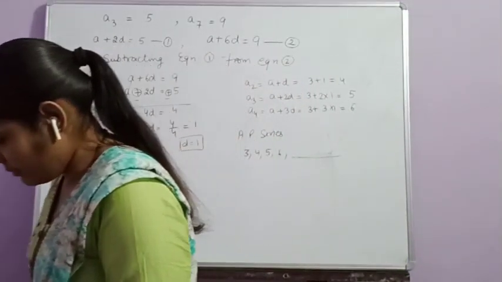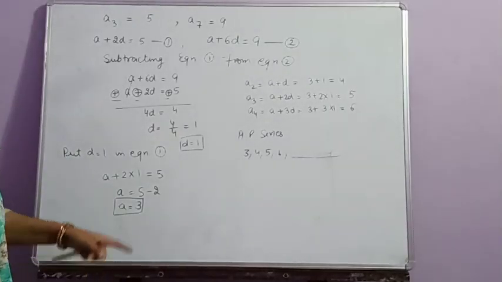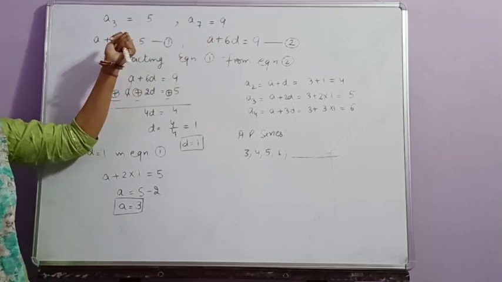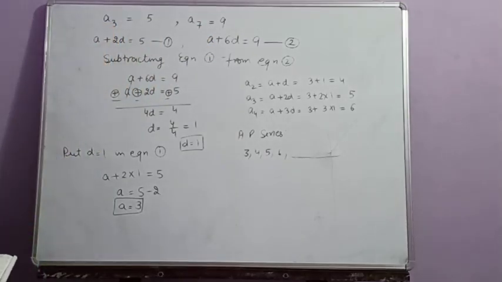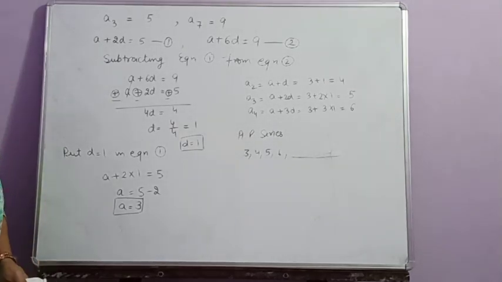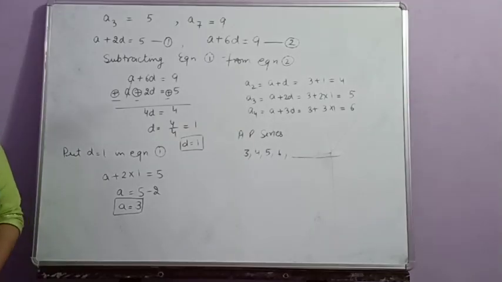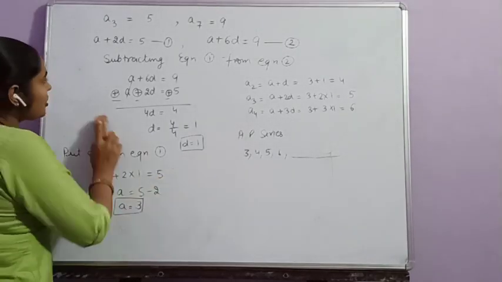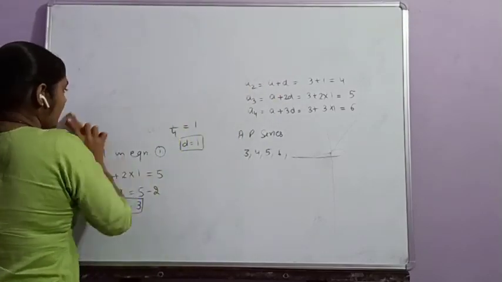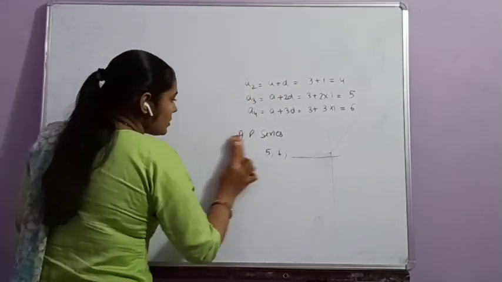Clear? Third term is given to us, that is A3, and seventh term is also given to us, that is A7. And we know that A3 can be written as A plus 2D. Similarly, A7 can be written as A plus 6D. By solving these two equations, we find the value of A and D. After finding the value of A and D, we can find out second, third and fourth term of AP series. Here, AP series is 3, 4, 5, 6 up to 9. Clear? Next question.